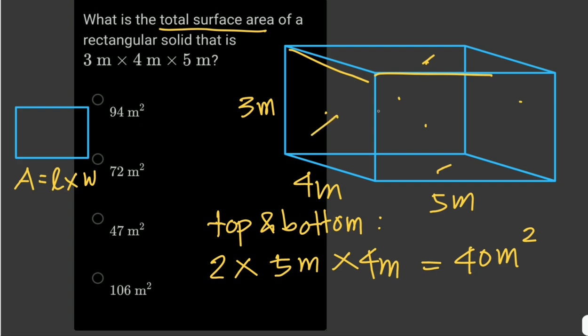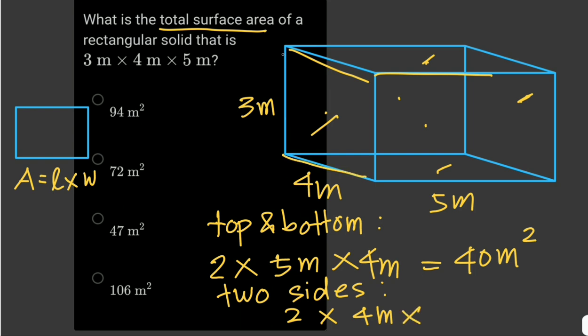And for this surface here and this one, so for the first 2 sides, they're equal, so 2 times the length and the width. So the length here would be 4 meters times the width, which is 3 meters. So that would be 2 times 4 times 3, so 12 times 2, that would give us 24 meters squared.